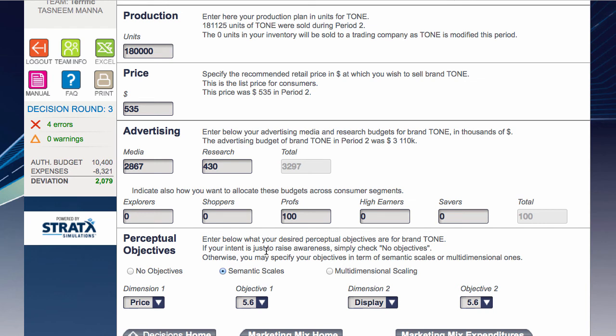So when you run this and you do this for the next decision round, you're repositioning your product slightly. You can reposition more with R&D. The best thing to do is to, if you really need to reposition, launch your new R&D and support it with advertising that also has perceptual objectives.